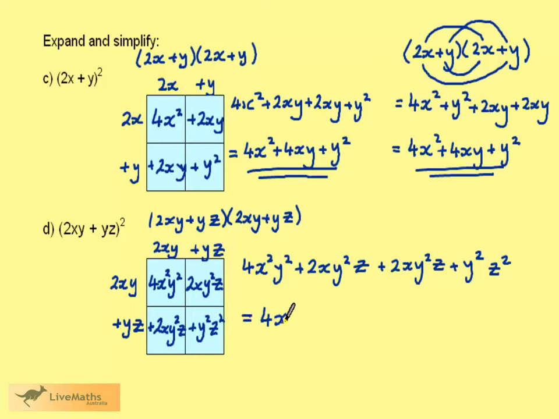So we have 4x squared y squared plus 4 of these, 2 and 2. So that's 4xy squared z. And finally, the plus y squared z squared on the end.